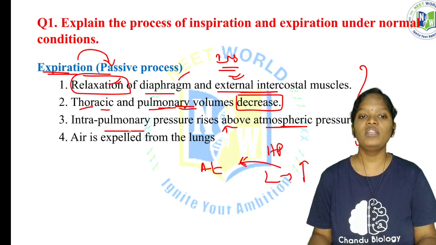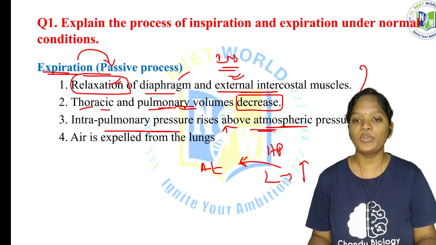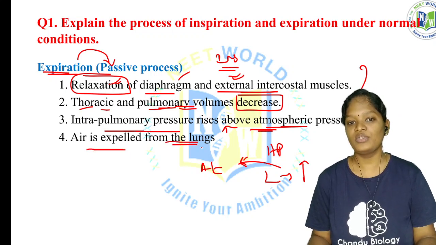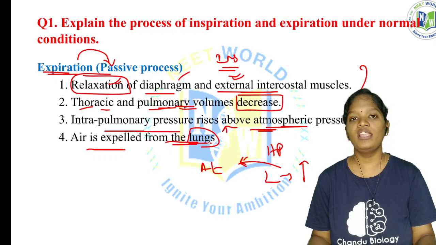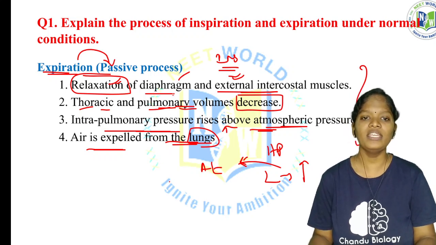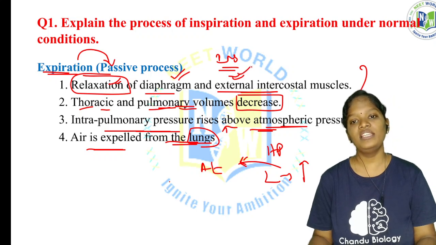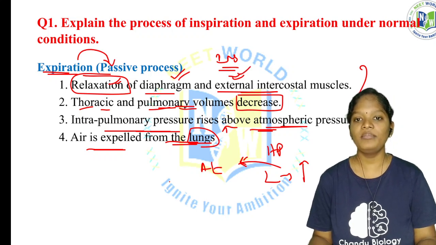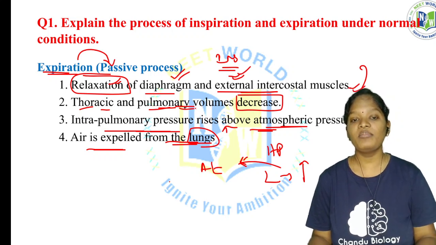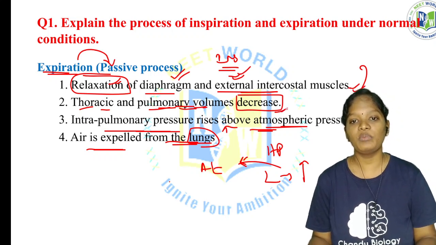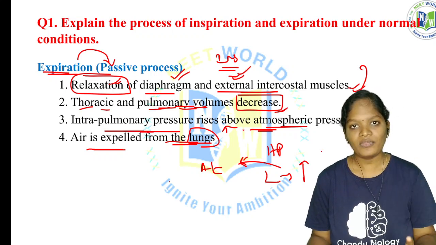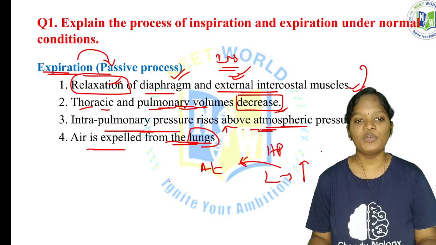So this is what happens: the intrapulmonary pressure rises above the atmospheric pressure, and the air is expelled from the lungs. This particular scenario we are calling expiration, which is a passive process. In inspiration the diaphragm and the external intercostal muscles contract, but here they relax. In inspiration the thoracic and pulmonary volumes increase, and here they decrease. Here the intrapulmonary pressure increases when compared to the atmospheric pressure.